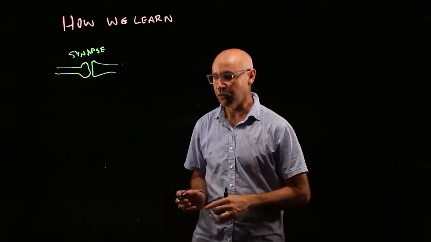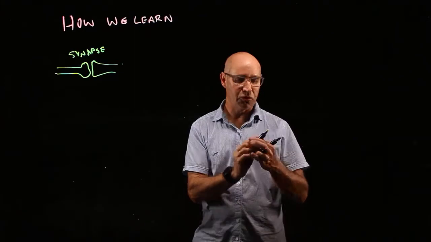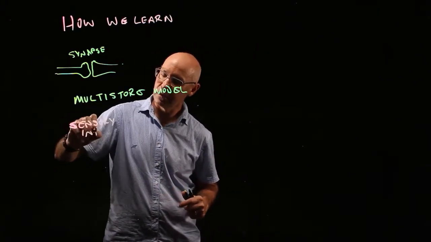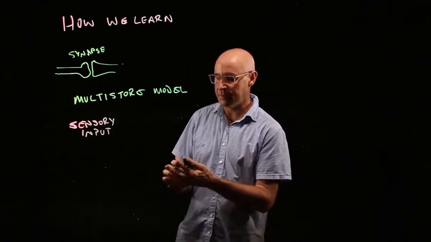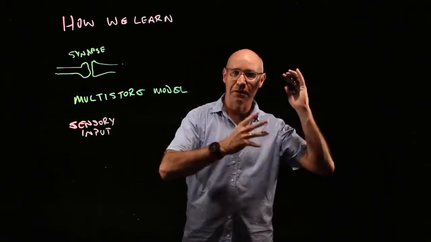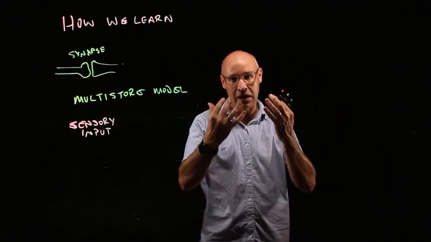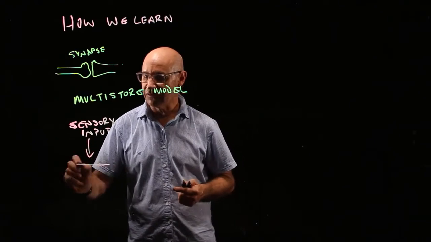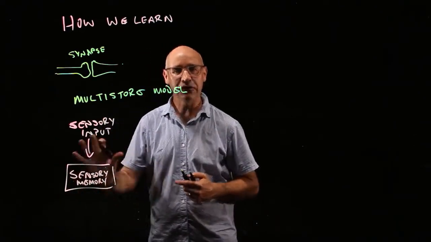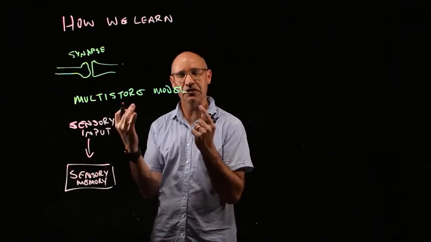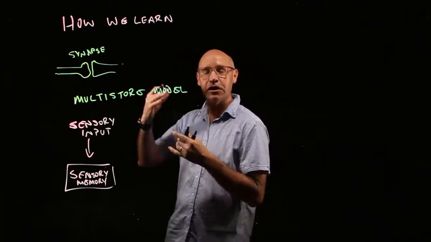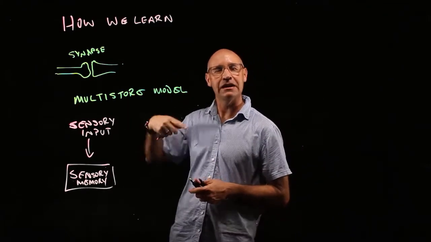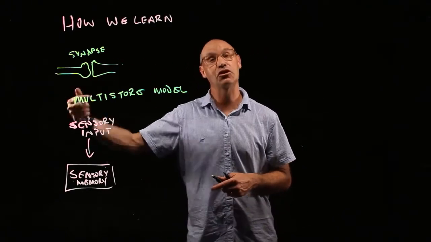I want to show you this model. It's called the multi-store model. So firstly, we have sensory input. Now, this sensory input comes from our environment, so our eyes and our ears and our other senses. And that goes into our sensory memory. And sensory memory is very, very short term. It's kind of like you've heard a sound and it's echoing there in your head for just a couple of seconds before it goes.